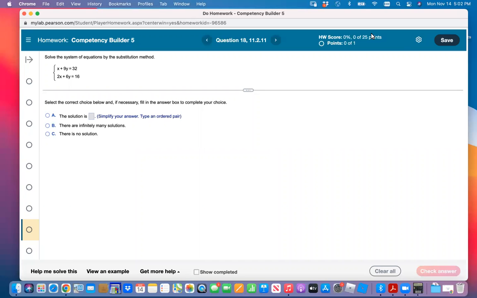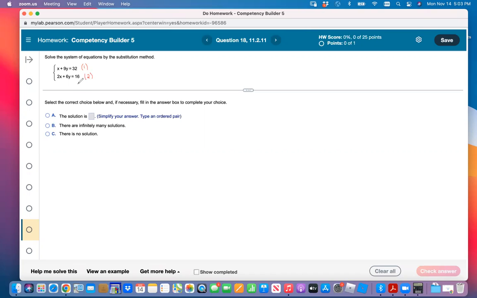I'd like to go over this question on solving a system of equations using the substitution method. So I'm going to begin by labeling my two equations. This is my first equation, x plus 9y equals 32. I'm going to label that as equation 1. And my second equation is 2x plus 6y equals 16. I'm going to label that as equation 2.